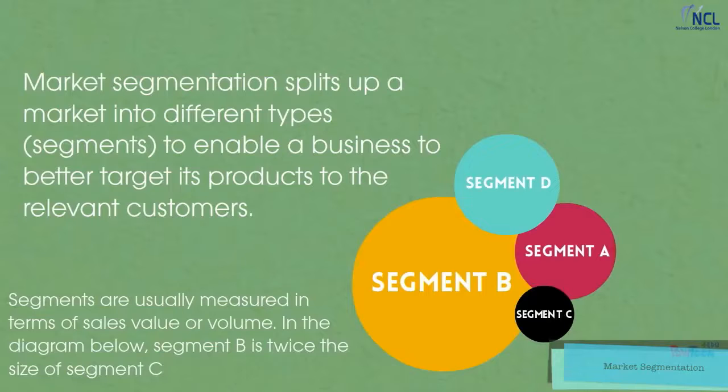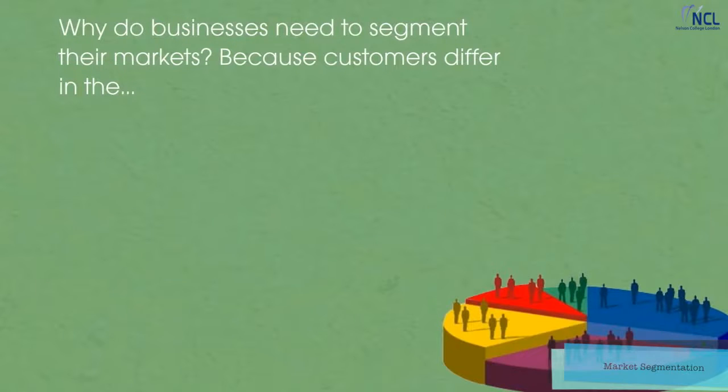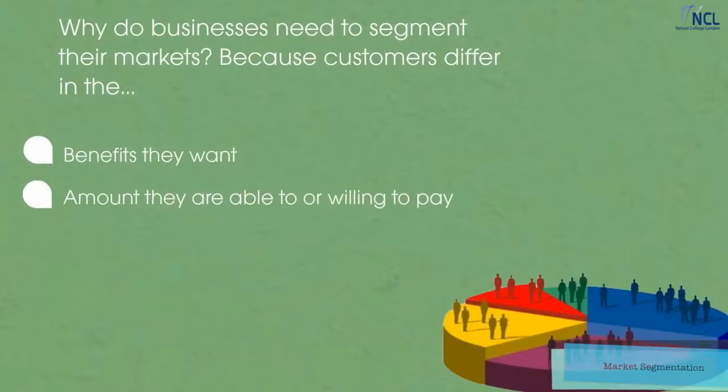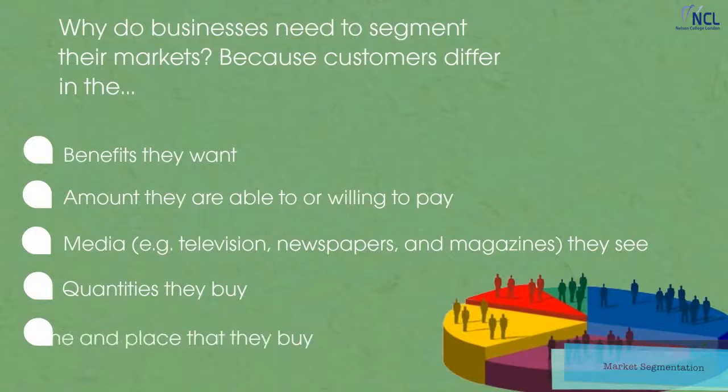Take a look at the diagram. You'll notice that segment B is twice the size of segment C. So, why do businesses need to segment their markets? Because customers differ in the benefits they want, amount they are able to or willing to pay, media they see, for example television, newspapers and magazines, quantities they buy, and time and place that they buy.